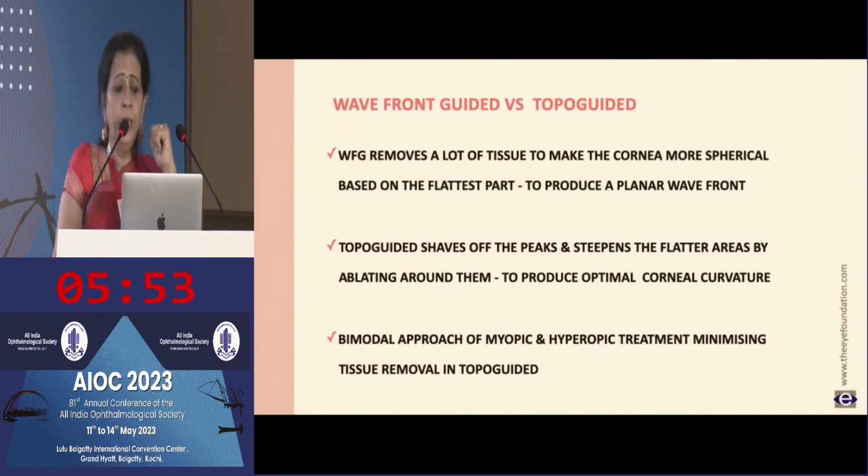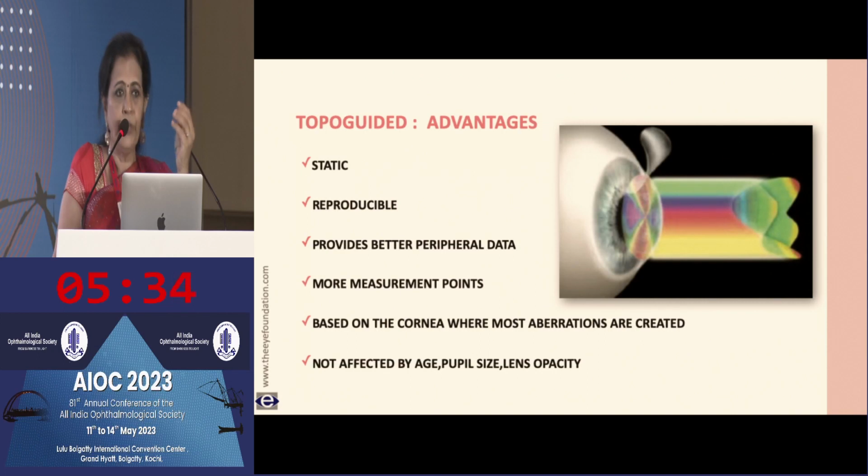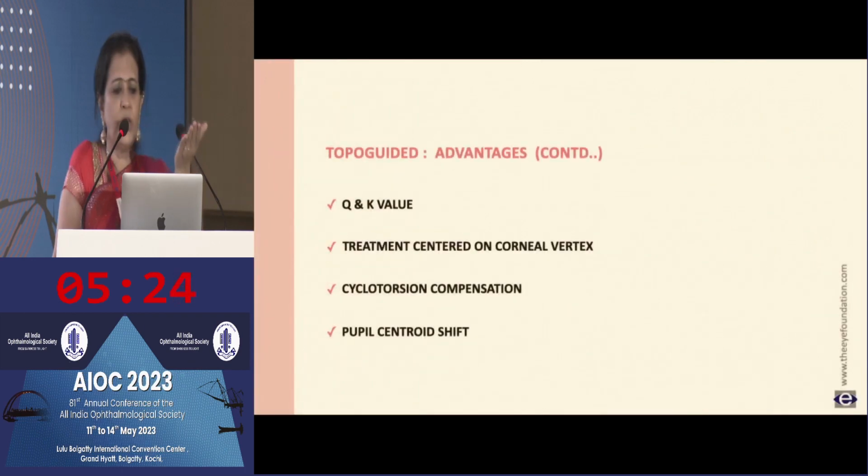So then, why are we still talking of topo-guided against wavefront-guided? Because that is also customized, but therein there is more tissue which is removed with the wavefront-guided to make a planar wavefront, whereas with the topo-guided, it is just flattening the peaks and lifting up the mid-periphery of the cornea. The huge advantage with topo-guided is there are a lot of measurement points, a lot of peripheral data is corrected, and after all, the aberrations are more on the cornea and the topo-guided treatment is treating the cornea.